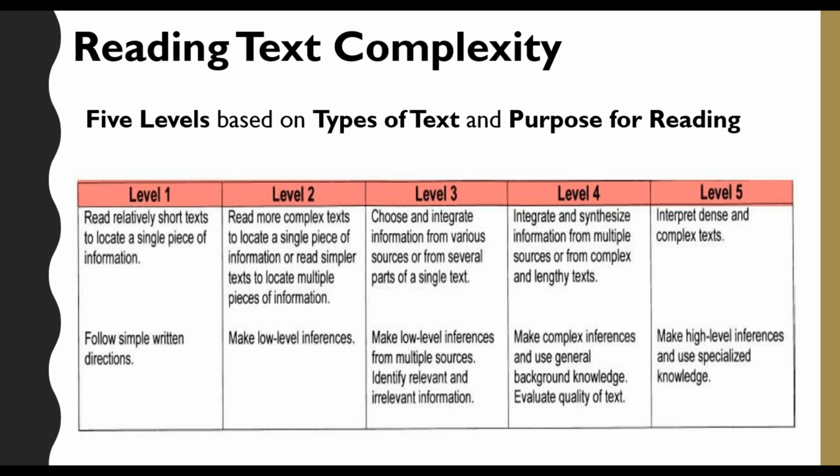Once again, in LBS, level 3 is where our framework ends. That doesn't necessarily mean that we aren't helping people develop their skills beyond level 3, because that's just not the reality of what happens. But the framework itself that we use in LBS is meant to align with the end of level 3. Level 4, we're integrating and synthesizing information from many sources, from complex or lengthy texts. And this is where you're starting to use that background knowledge and maybe do some evaluation on the quality of the text. And finally, at level 5, you're interpreting dense and complex texts and making high-level inferences. And that's where the specialized knowledge comes into place.